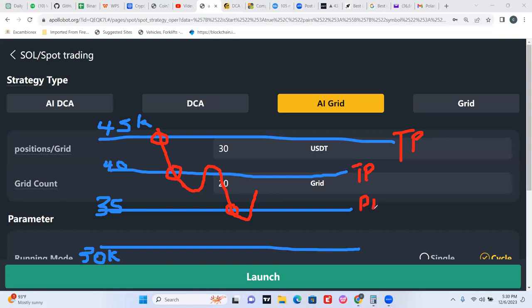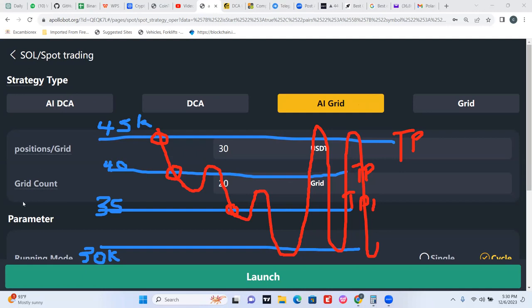Every grid has its own TP, right? As it goes down, you can see it continues this way in a cycle. It keeps going up, down, up, down. So that's the AI grid. It's automated. Now, just like the AI DCA and the DCA, you have the AI grid, and you also have what you call the grid system.